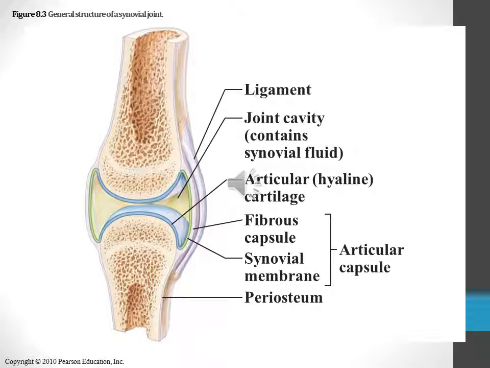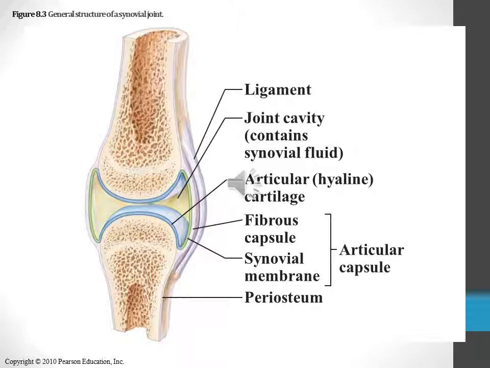So here's the diagram. Let's just walk through these again. All right, so you can see there's a whole bunch of words on one side of the screen, but the joint cavity, remember, is this potential space that's going to contain some synovial fluid. So that's the home for the synovial fluid. Your articular joint capsule is made up of the fibrous layer, that dense irregular connective tissue, and then your synovial membrane, loose connective tissue. And that synovial membrane is going to secrete that synovial fluid.